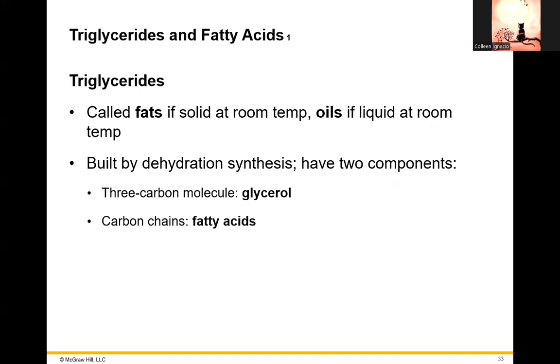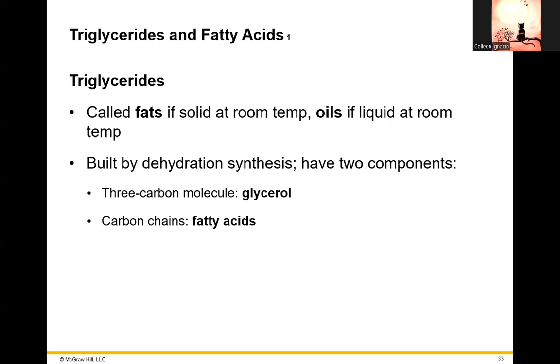Okay, so let's talk about triglycerides. Fats are solid at room temperature, and oils are called oils if they are liquid at room temperature. An example of that would be lard, or maybe your shortening. That would be a fat, right? And that's a solid at room temperature. But olive oil is a liquid at room temperature.